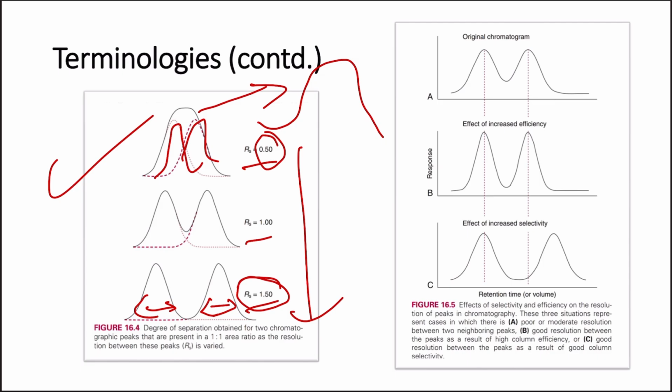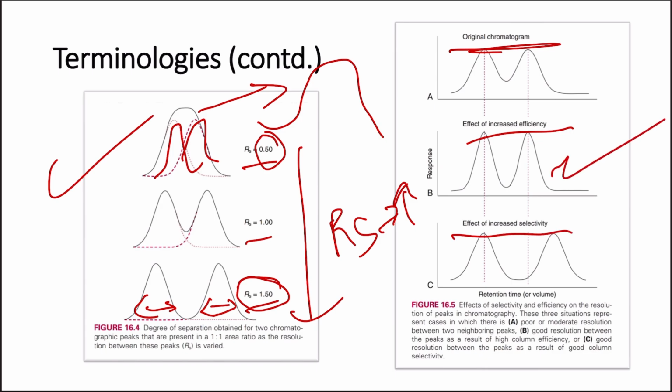That's why the Rs value should be high. In that case we will get two different peaks, and the peaks should be narrow so as to get a better visualization of the different components. Here you can see the original chromatogram. Suppose we increase the efficiency, the peaks are separated properly. So this is about the different resolution factors and how resolution affects the result which we obtain on a chromatographic system.